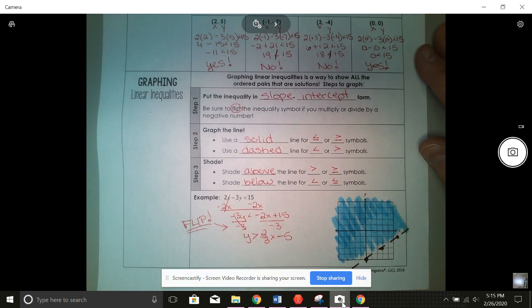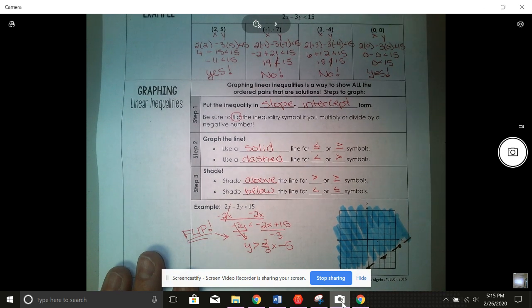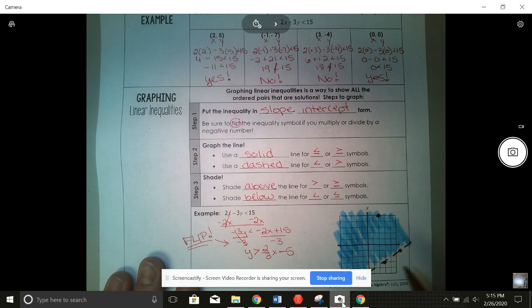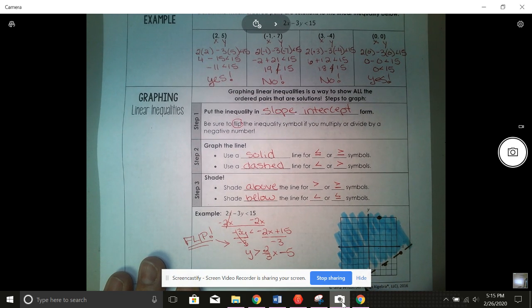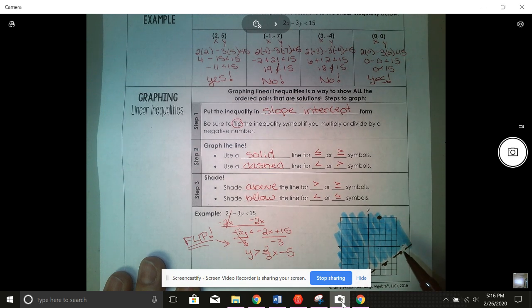So I'm going to graph those points and show you why some of them are part of the solution set and some aren't. The first point was positive 2, positive 5 here. That's in my blue shaded space. The second point is negative 1, negative 7, which is off the graph, but not in the shaded space. The third point is positive 3, negative 4, which is just under the line, not in the shaded space. And the last point is 0, 0 at the origin, which is in the shaded space.